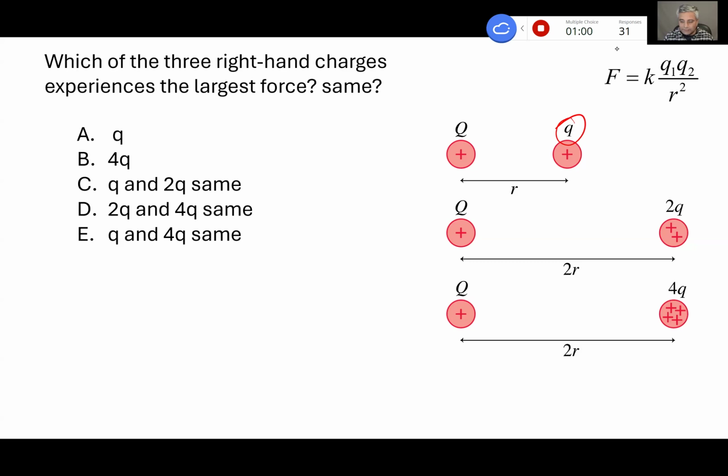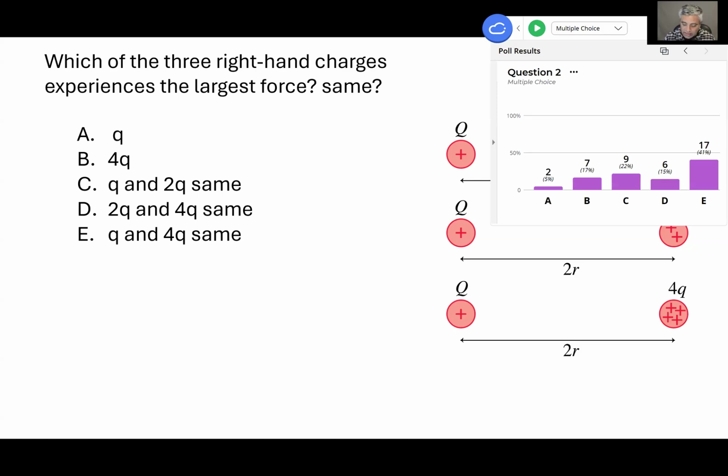Thirty more seconds. 5 more seconds. 5, 4, 3, 2, 1, and it stops. Okay, let's see what we got here.